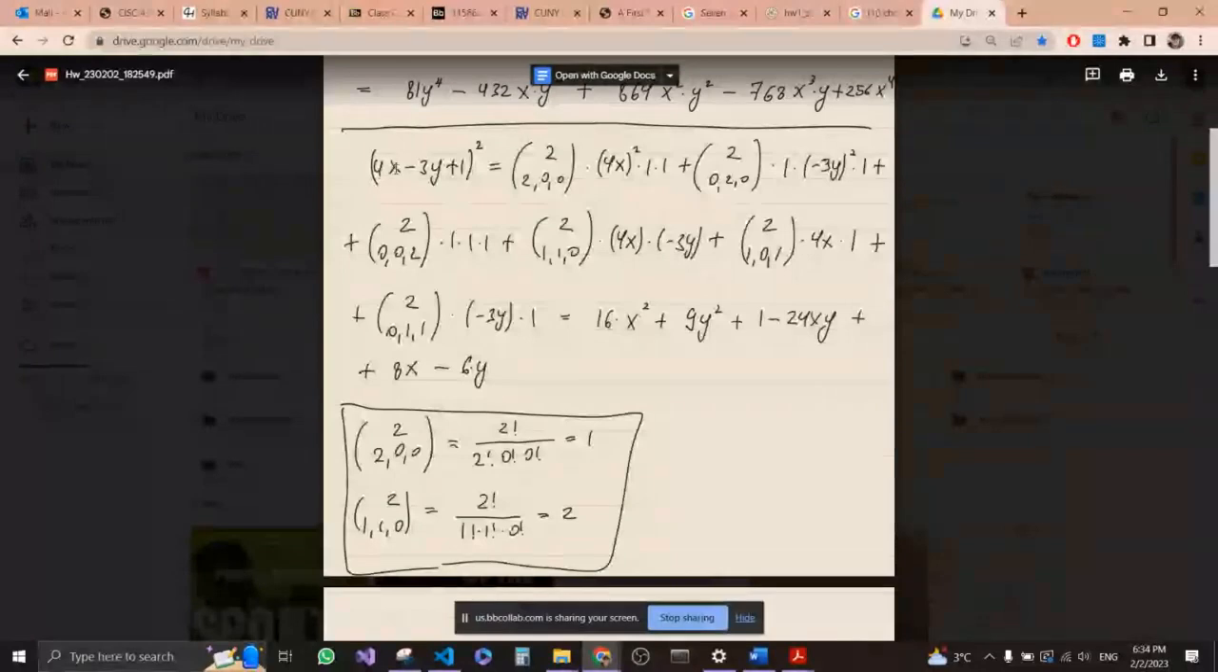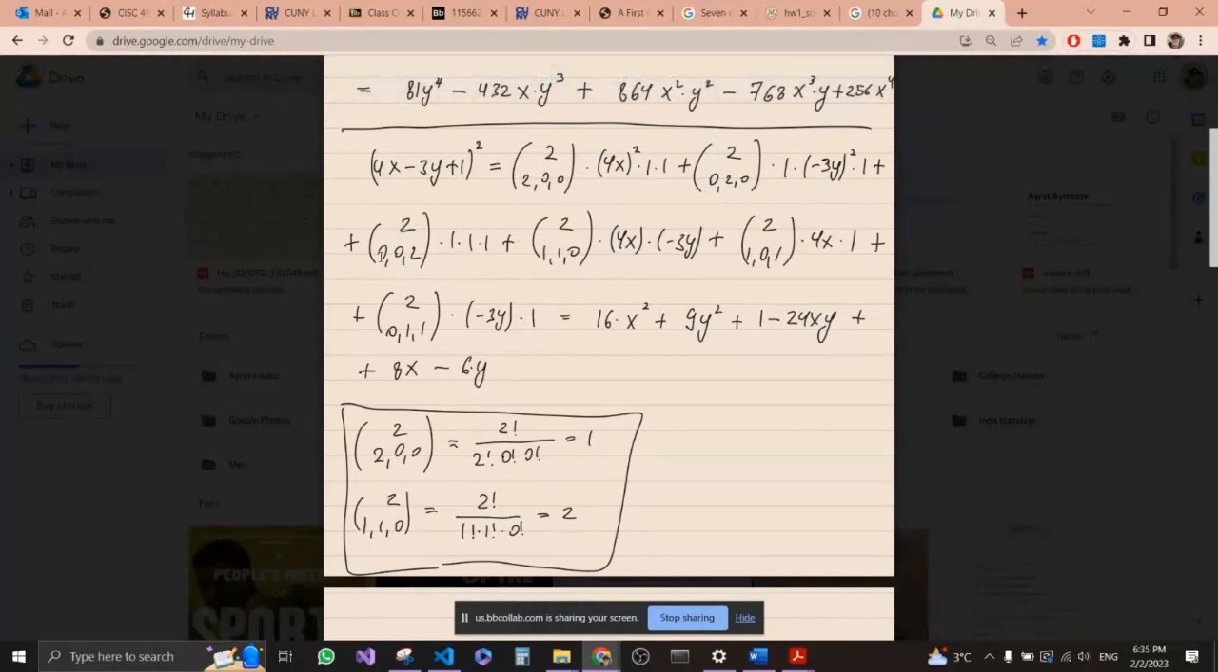Okay, 4x minus 3y plus 1 to the power of 2. So we have 1, 2, 3, 4, 5, 6 terms. To choose 2, 0, 0, to choose 0, 2, 0, to choose 0, 0, 2, then to choose 1, 1, 0, to choose 1, 0, 1, and to choose 0, 1, 1. That's all the combinations, right? Yeah, because it's only raised by 2. Okay, yes, good. Show us your calculation.